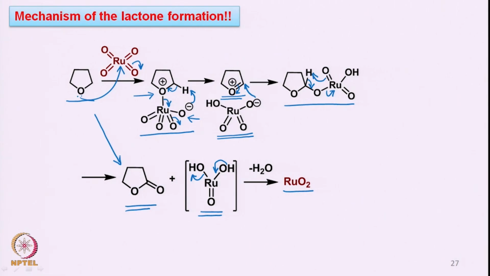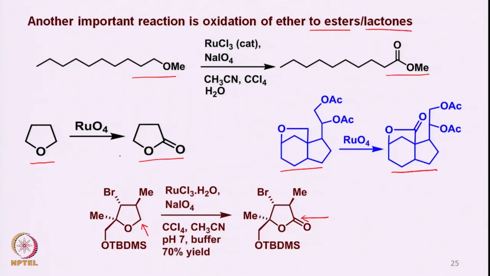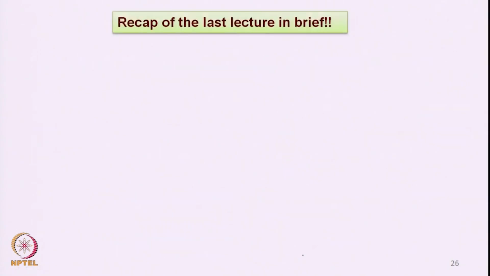As we had seen different types of examples, I can show them once again. Those examples are here. For example, you have this substrate of this kind going to the corresponding lactone, and of this type to the corresponding lactone. Therefore, this is a very useful conversion of ethers to the corresponding oxidized esters or lactones, depending on whether it is an acyclic or cyclic ether.